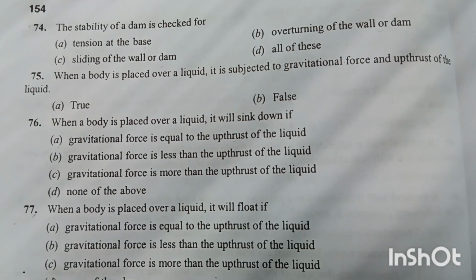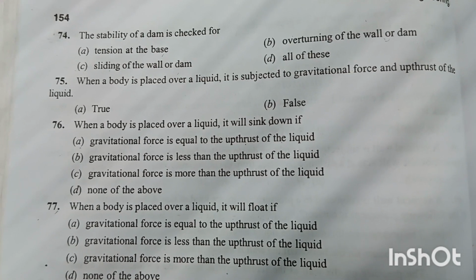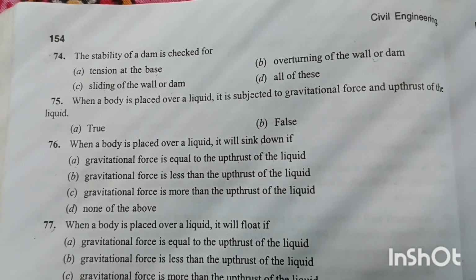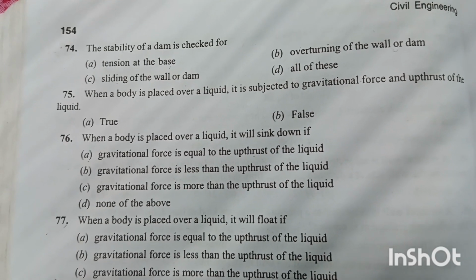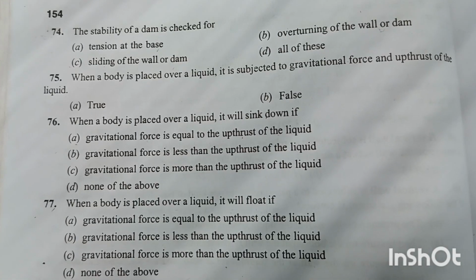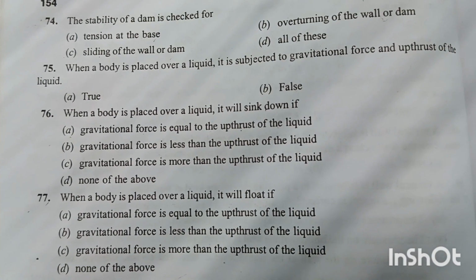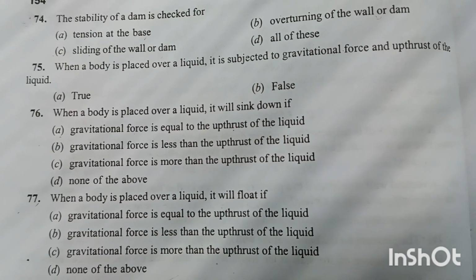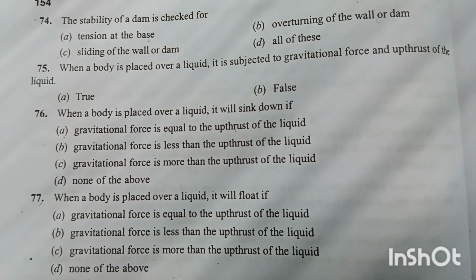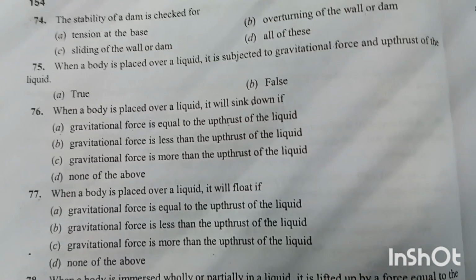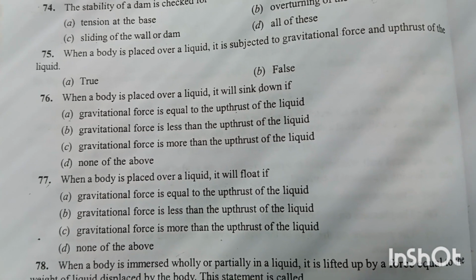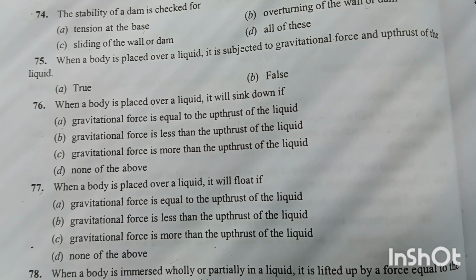Question number 75. When a body is placed over a liquid, it is subjected to gravitational force and upthrust of the liquid. Option A is the right answer, true. Question number 76. When a body is placed over a liquid, it will sink down if gravitational force is more than upthrust of the liquid. Option C is the right answer. Question number 77. When a body is placed over a liquid, it will float if the gravitational force is less than the upthrust of the liquid. Option B is the right answer.